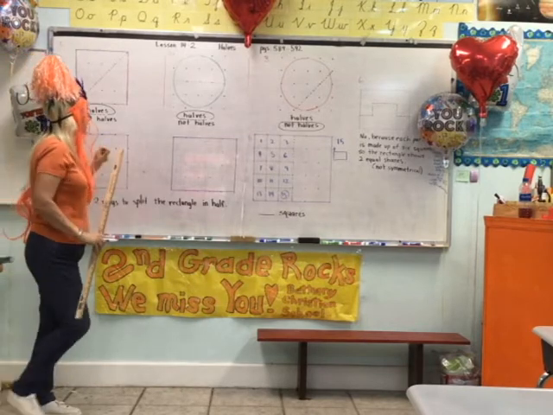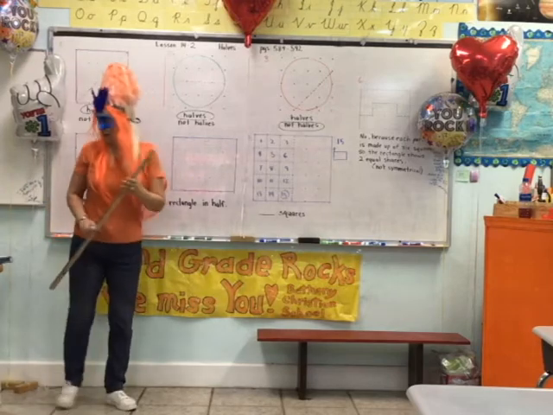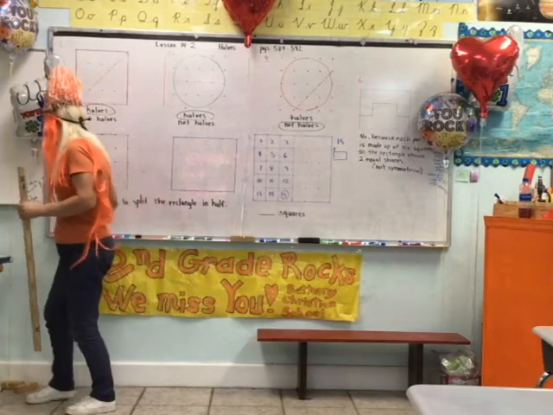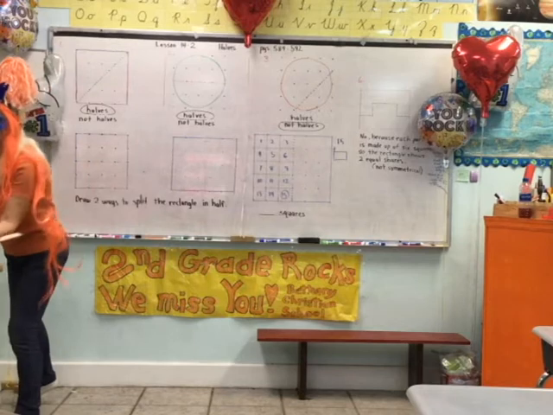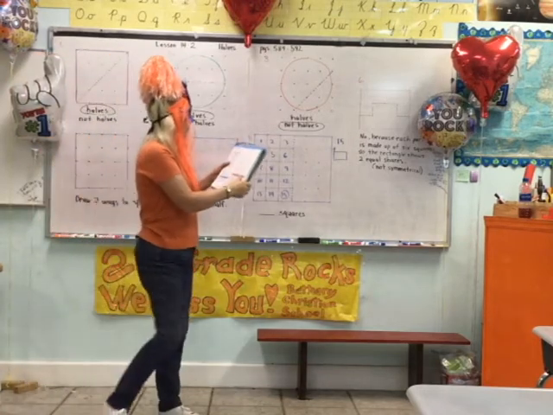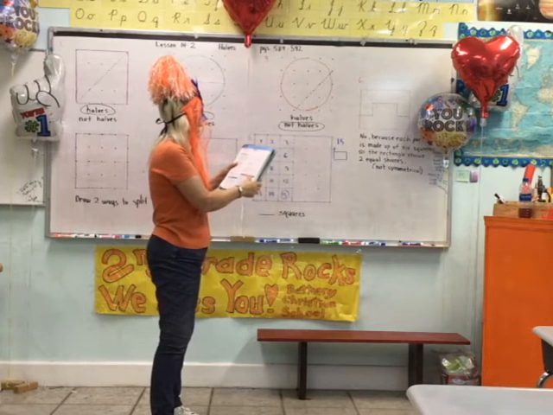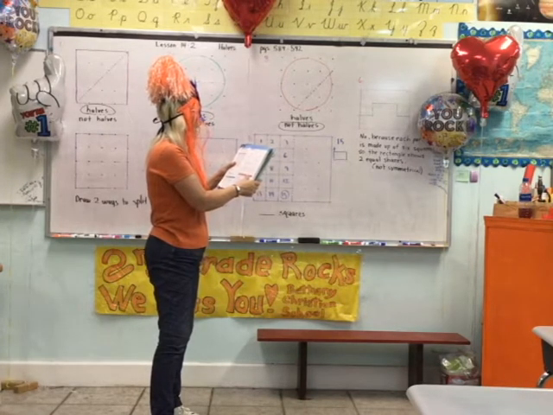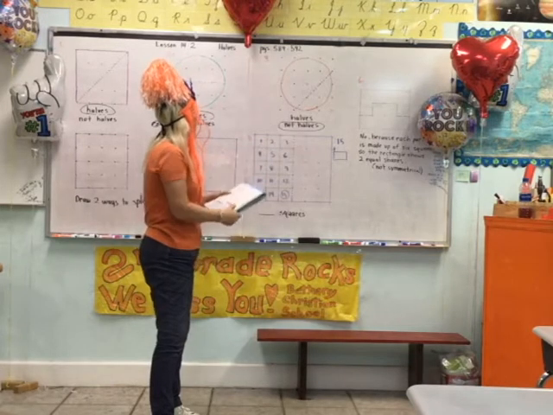Okay, now let's look at number 5. Number 5 says, Ruby split a rectangle in half. Each half is made of 15 equal size squares. How many squares make up the whole rectangle?